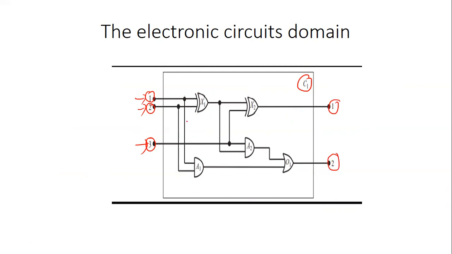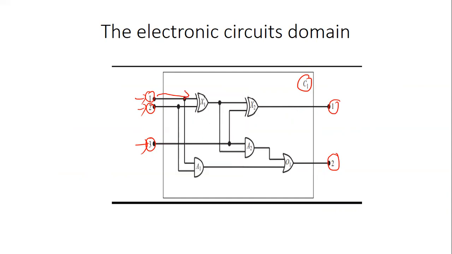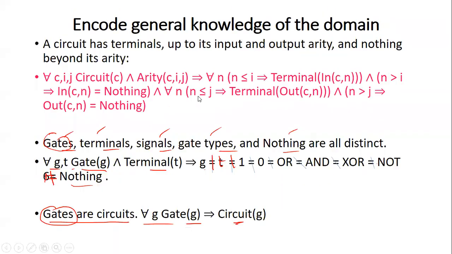So what we say here, the first input of C1 goes as the first input of X1. And the second input of C1 goes as the second input of X1, right? Okay. First input of C1 goes as the first input of X1. So that is how we are representing it here.